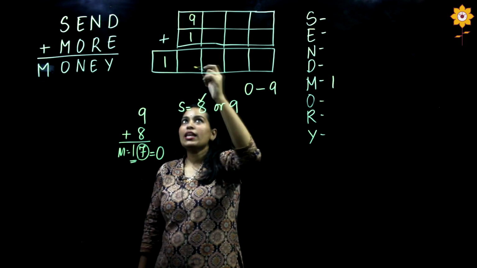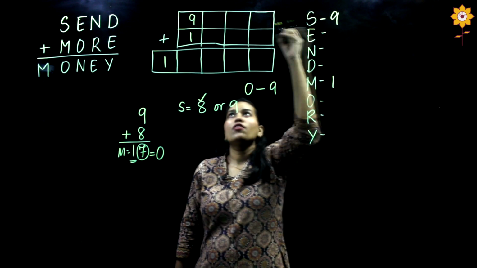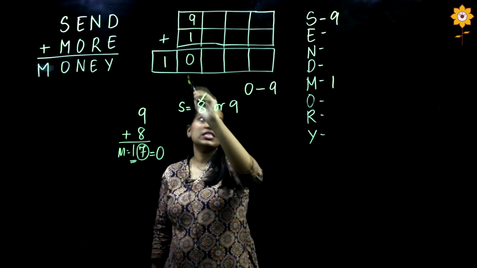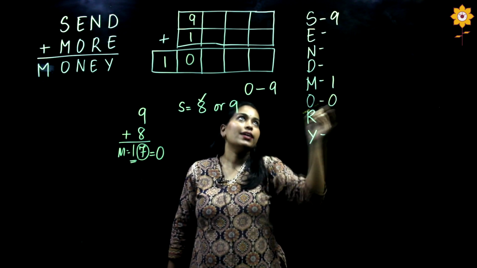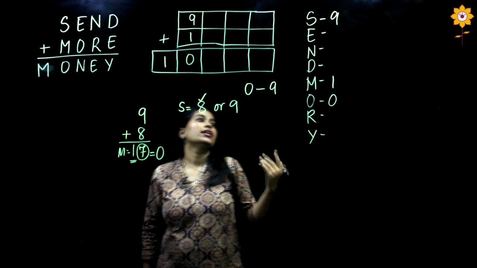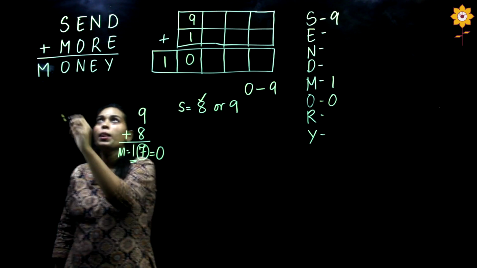Okay. So, the value that we have chosen for S is 9, right. When you add 9 with 1, it results in 10. So, the value of O is 0. So, let us update that over here. So, right now we have 3 values of S, M and O. Now, let us move ahead and try to solve.